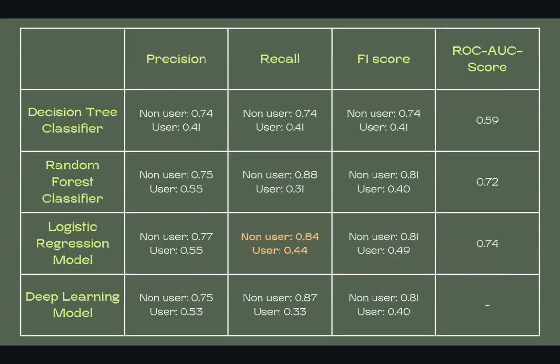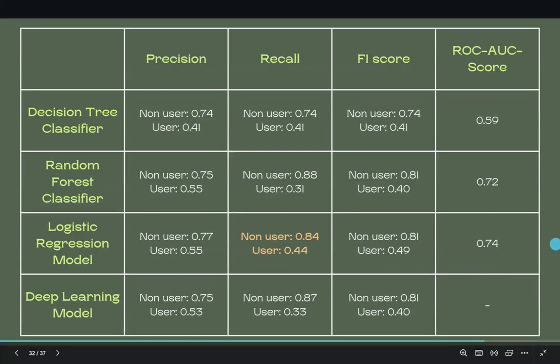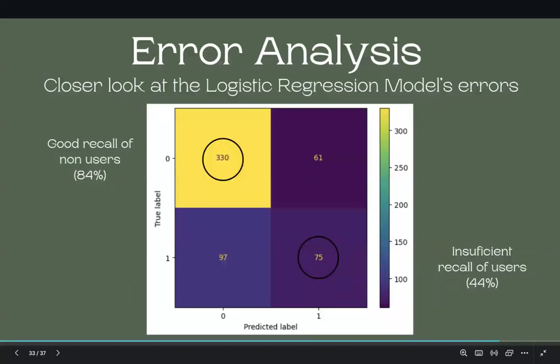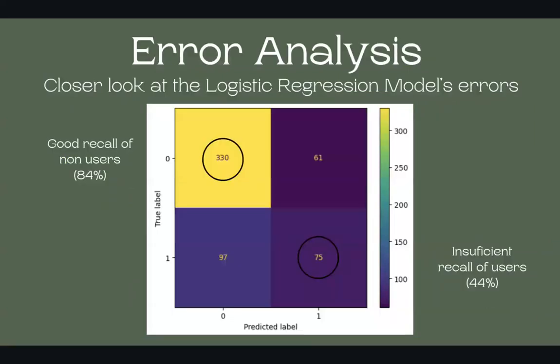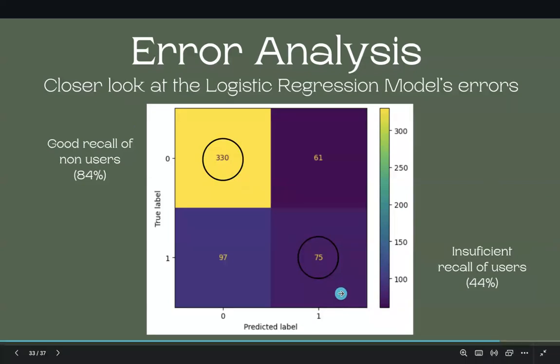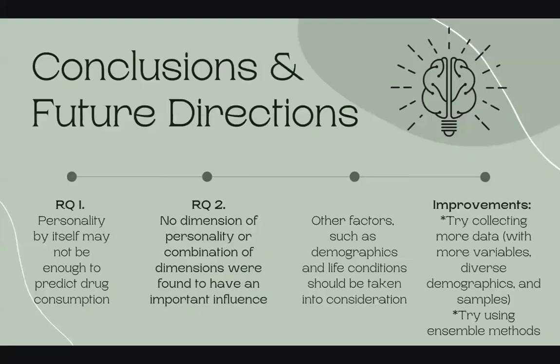When comparing all four models, we can observe that the least flawed is the logistic regression model. Therefore, we'll take a closer look at its errors. By visualizing this confusion matrix, we can see that the model has a high recall of non-users. Even so, as I mentioned earlier, the important question here is not who's not at risk, but who is at risk. And for recalling who is at risk, the model only identifies 44% of them, so it is not useful for achieving the project's goal.